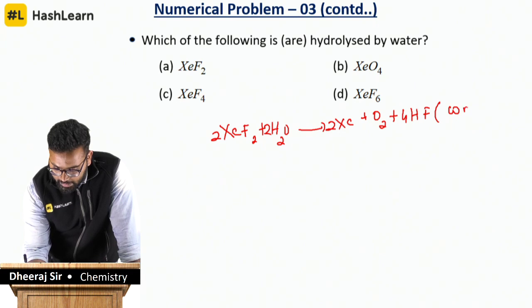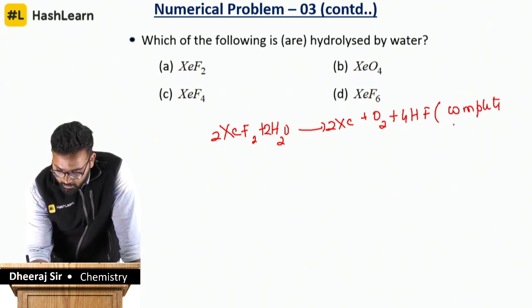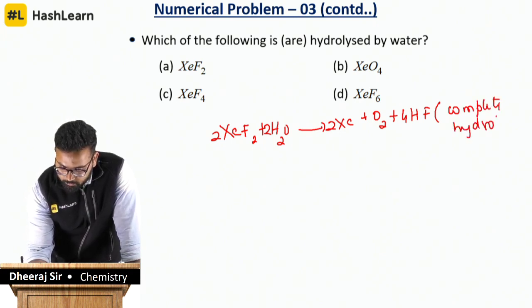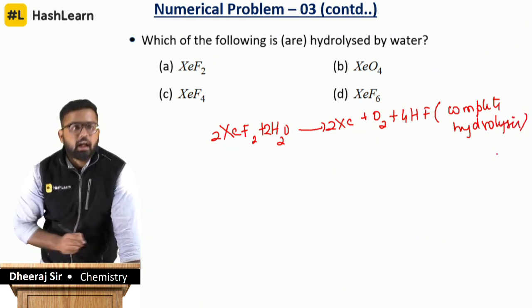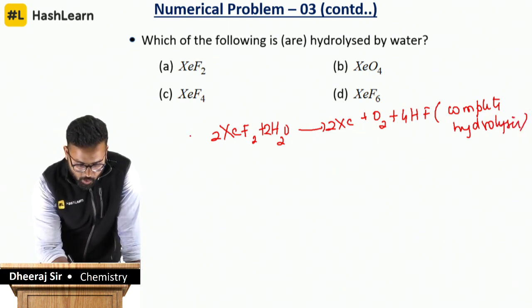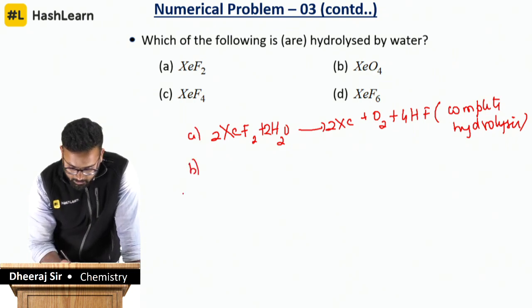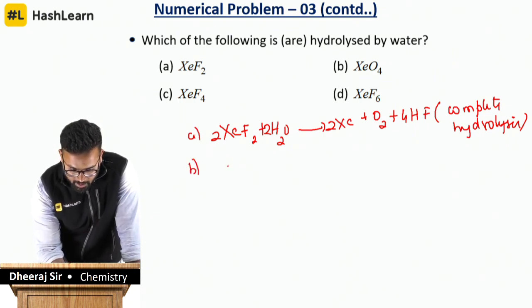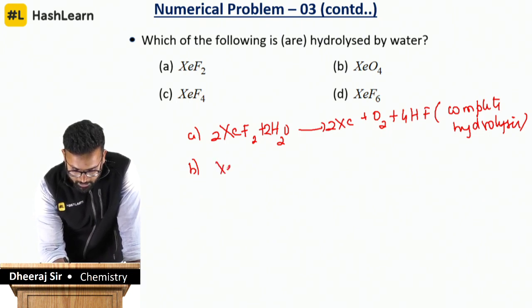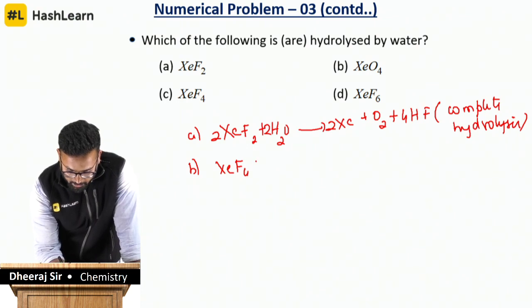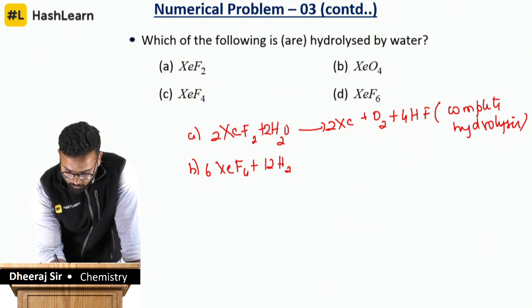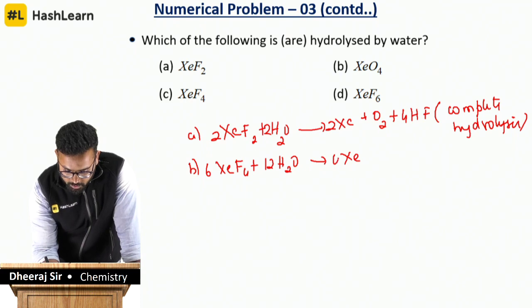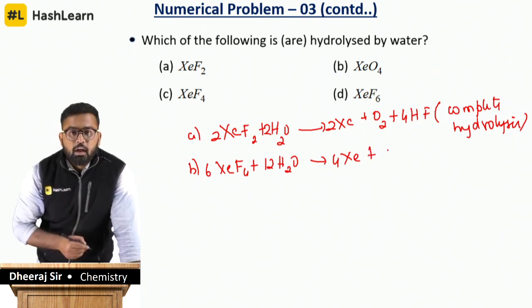So you will have to know that this has something to do with complete hydrolysis. If you look at this, option A, and the second set of reactions, the second set has something to do with XeF4. So if you take XeF4, 6 moles of XeF4 will react with 12 moles of water to give us Xe. Just the variation is going to be in terms of molar coefficients.